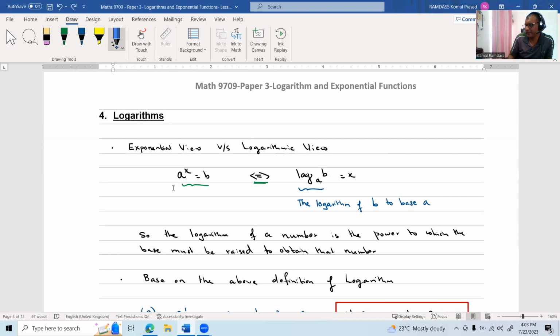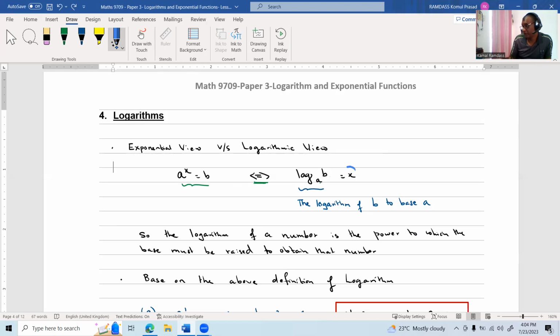A base raised to a power. Et là, nous disons a to the power of x is equal to b. Ça, c'est exponential view. Et sur logarithmic view, nous pouvons dire log de b, to base a, is equal to x. OK? Ces deux affaires-là sont équivalentes, et veulent dire la même chose. The logarithm of number b to base a is equal to x.